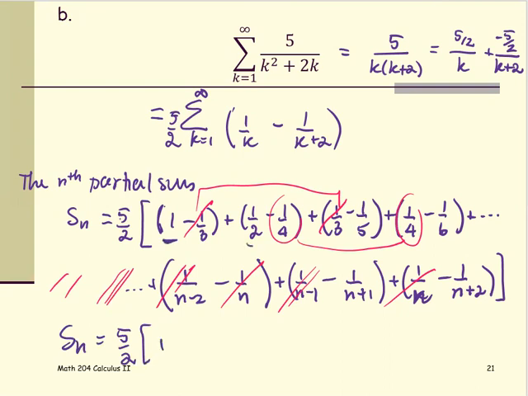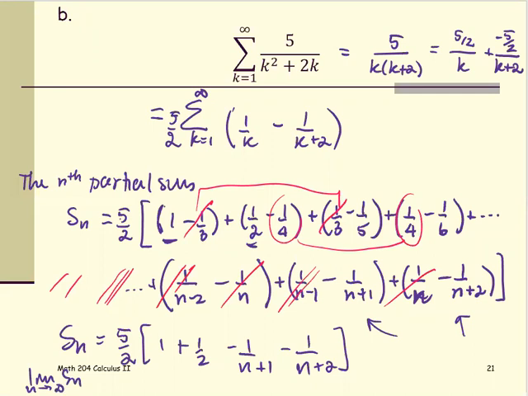Remain the first one, remain the second one, and the last two from the back of the series, which is negative 1 over n plus 1 minus 1 over n plus 2. And then we take the limit of this Sn as n approaches infinity to get 5 over 2 multiplied by 1 plus 1 half, because 1 over n plus 1 is going to approach 0, similar to 1 over n plus 2. And this can be simplified to be 15 over 4.